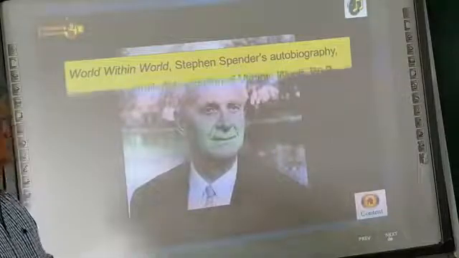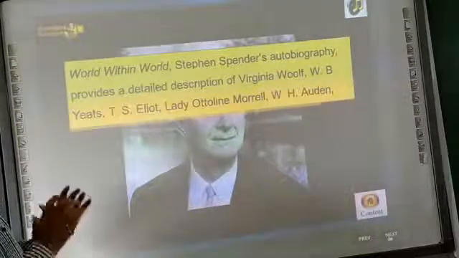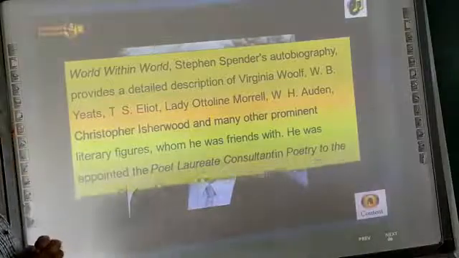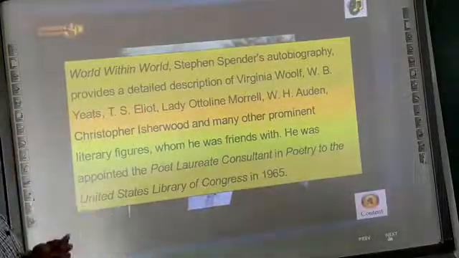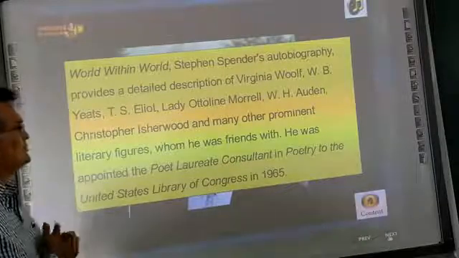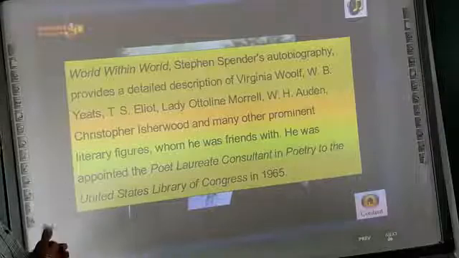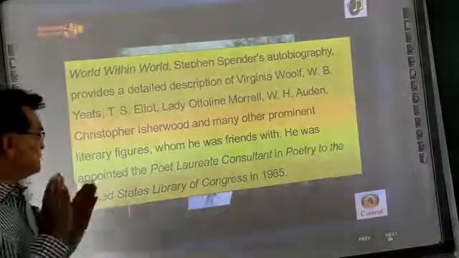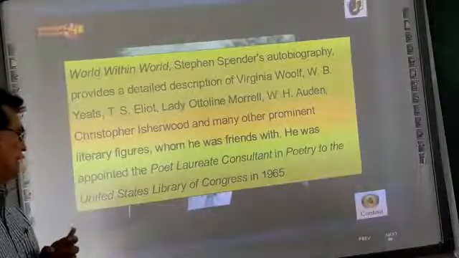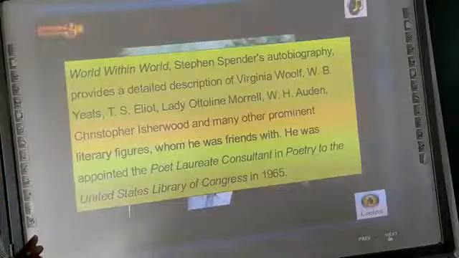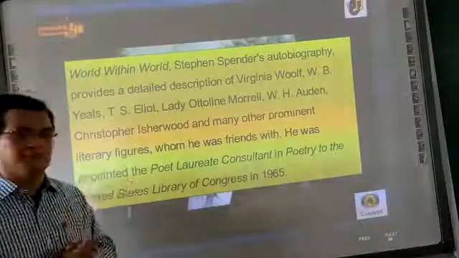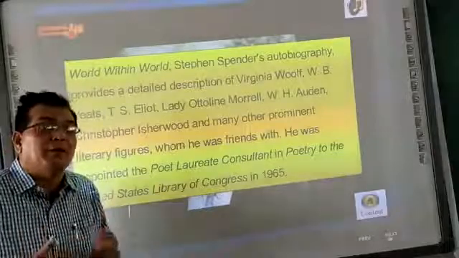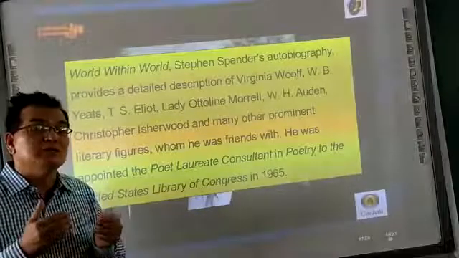So, here is a photograph of the poet Stephen Spender. World Within World, Stephen Spender's autobiography, provides a detailed description of Virginia Woolf, very famous novelist, W.B. Yeats and T.S. Eliot, modern poets, Lady Ottoline Morrell, W.H. Auden, some other poets, Christopher Isherwood, and many other prominent literary figures whom he was friends with. He was appointed the Poet Laureate Consultant in Poetry to the United States Library of Congress in 1965. What do you find in the poems of Stephen Spender? He is concerned about poor people, concerned about society, and concerned about the upliftment of all these people who belong to the lower strata of society.